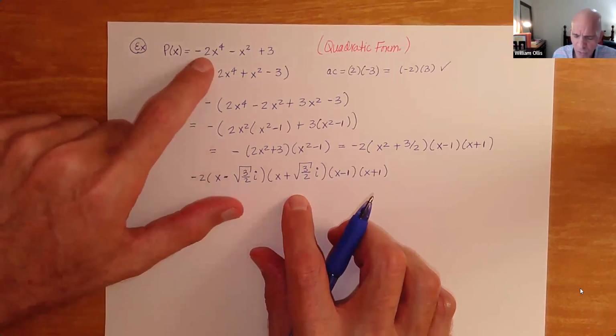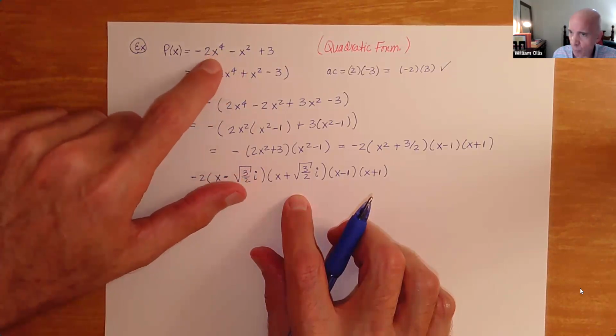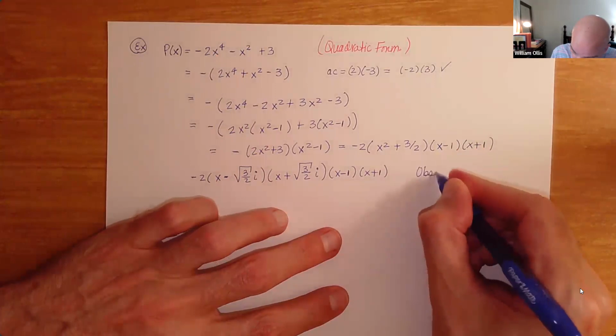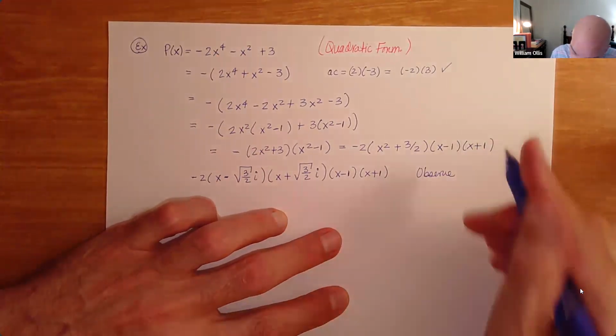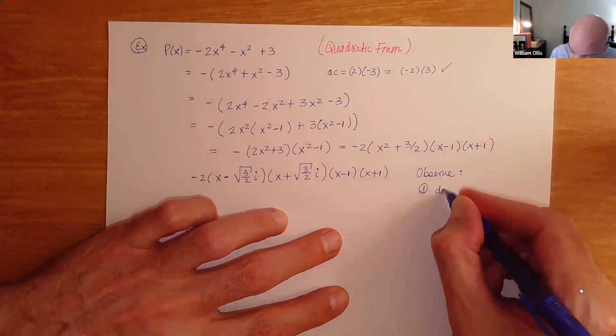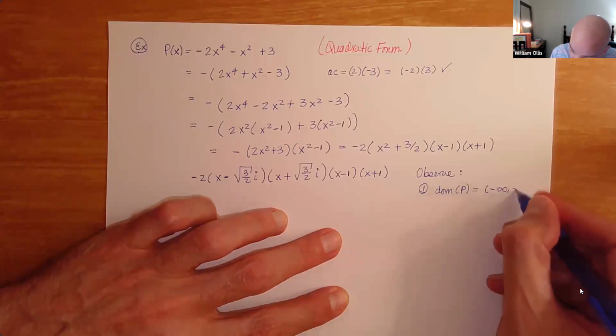And then you're going to also notice here that with the even powers, we have what we call an even function. So I'll just say observe: the domain in this case is all reals. We haven't restricted it. So the domain of P is all reals, our properties of functions.